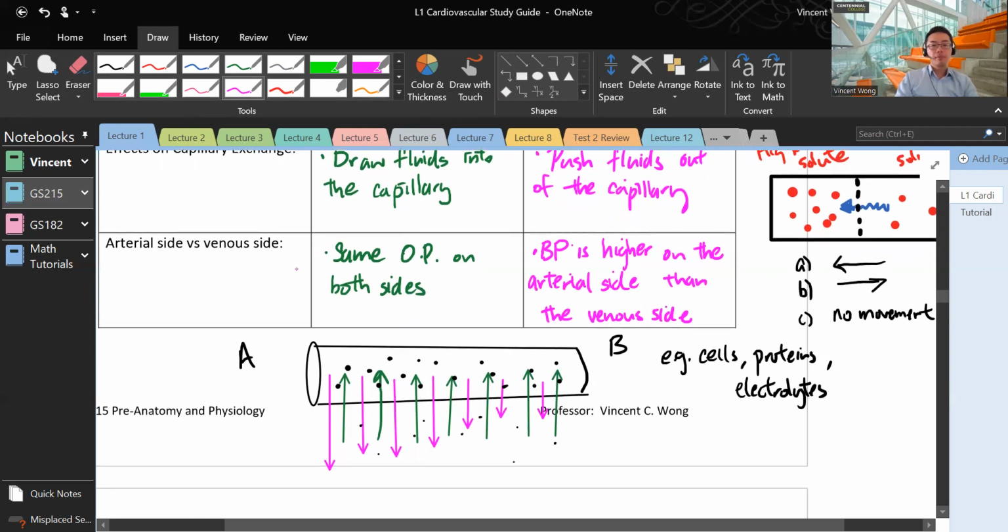So what does it mean? Well, on the arterial side, you have more forces pushing things out than you do bringing things in. That will result in fluid loss. Right? Fluid loss. And then here you have more force driving things into the capillaries than you have force pushing it out. So you will have fluid gain.